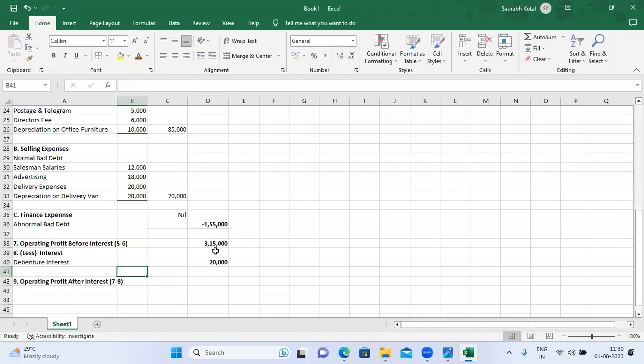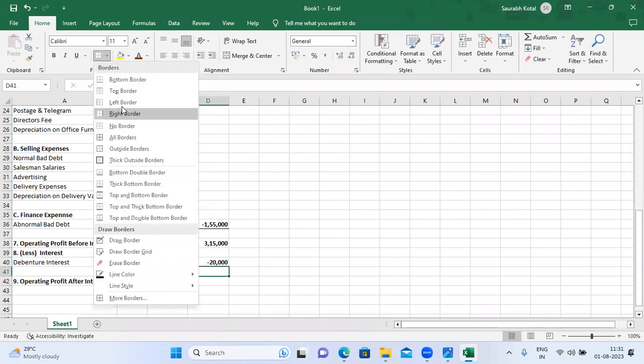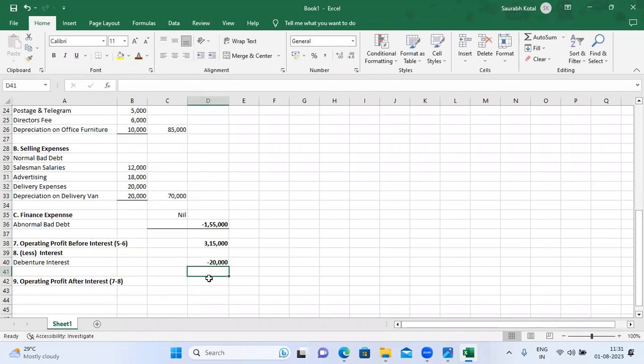So if we subtract this, what exactly are we going to get? If you want to subtract, then we need to show the minus sign. What is the amount? 2,95,000. This is the amount. This is operating profits after interest, that is 2,95,000. All right, I would like to stop myself now.